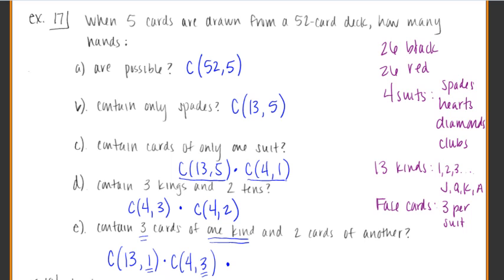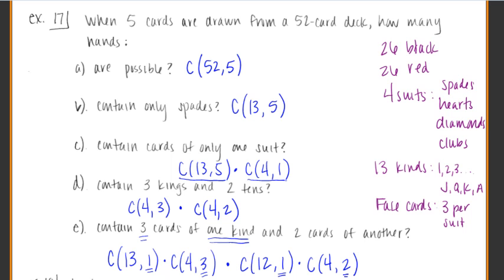Now, multiply. If it said or, then I would add, but and means multiply. I need 2 cards of another kind. Well, I've already used up one of my kinds when I selected 3 of it, so now I have 12 kinds left to choose from. I'm going to pick 1 kind from the 12 that remain, and of the 4 cards from that kind, I want to select 2.